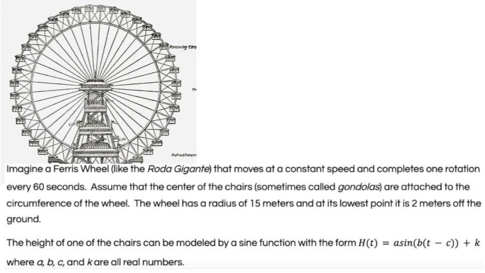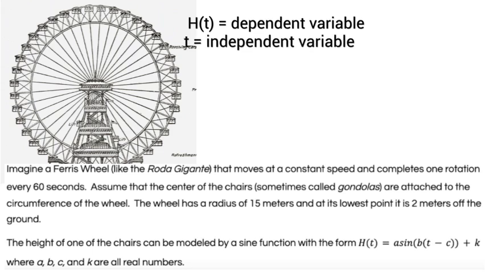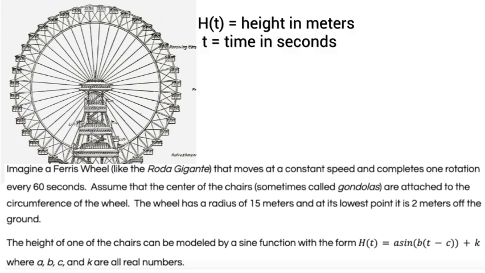What's the first thing you should do with this formula? Easy, just define the variables. We're given 2 variables here. H of t, which is the dependent variable, and t, which is the independent variable. Let's say h of t is height in meters, and t is time in seconds. What's the second thing you should do? Remember? That's right. Find the midline and the amplitude. Those are the easiest ones to find.